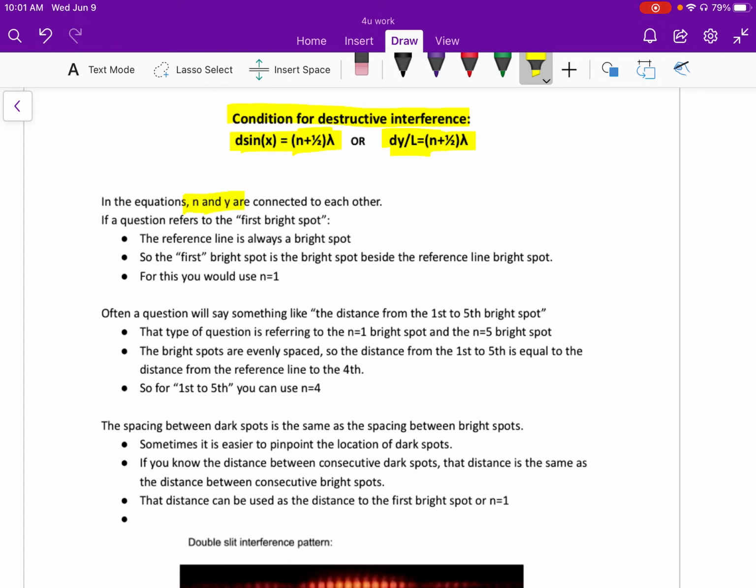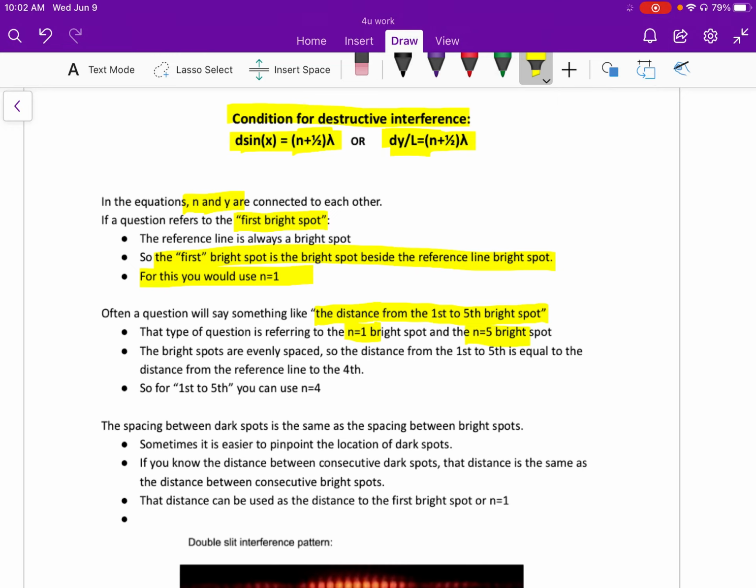Basically, the n and the y, and the n and the angle, they're kind of related. Sometimes it's called the order. It basically tells you which bright spot we're looking at. If the question says a first bright spot, that means it's the bright spot that's beside the reference line. So we would say n equals 1. A question will say something like the distance from the first to the fifth bright spot. It's referring to n equals 1 and referring to n equals 5.